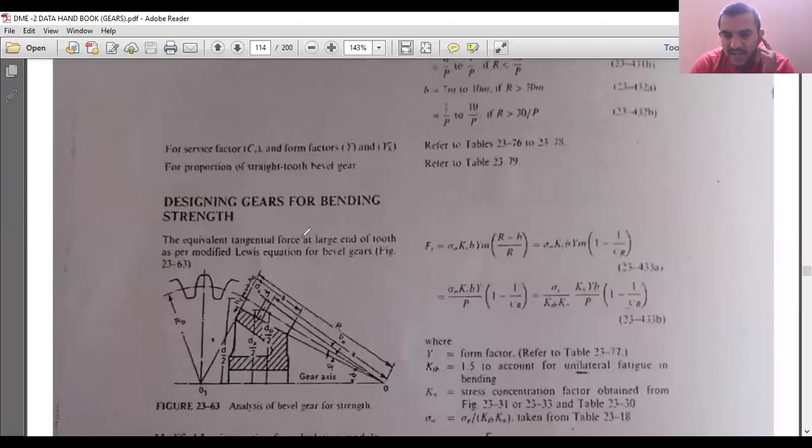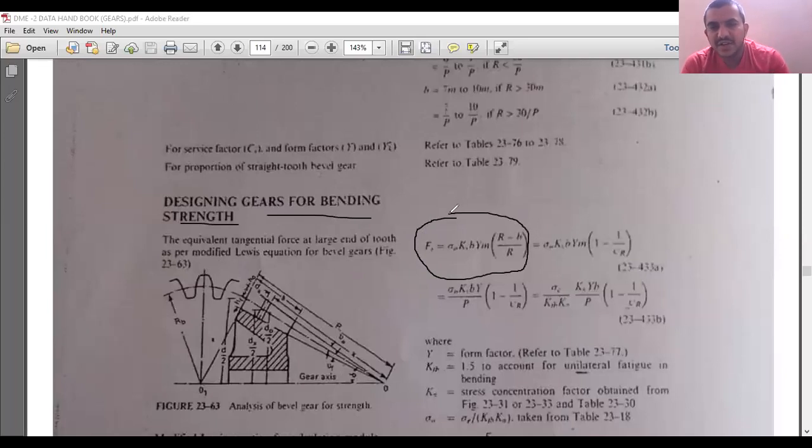Now you can see in the data handbook, equation 23.433A, the design for gears on the bending stress. The tangential tooth load is the first term we'll use here: Ft is equal to sigma naught into K into KV into B into capital Y M into (R minus B) by R. That is 23.433A.